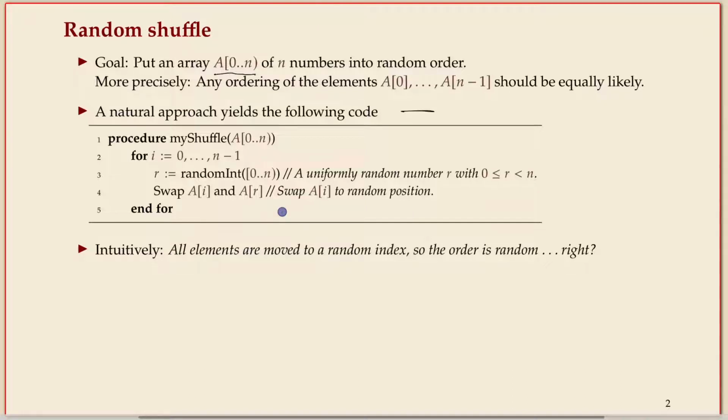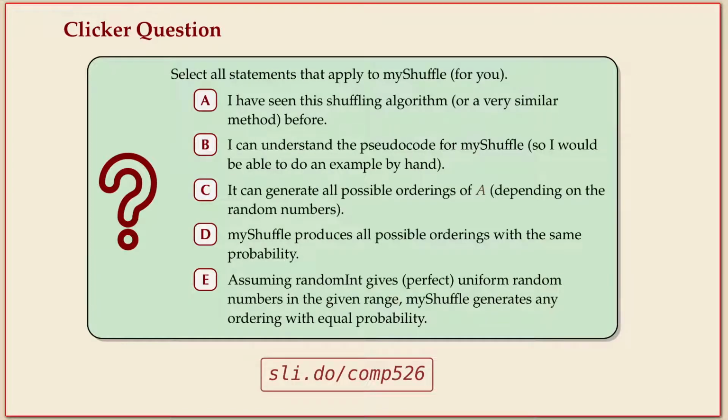Now, what does it actually do? Well, it looks at each position in the array. That's basically the i. And then it finds a random position for that element to go to, and it swaps it there. Sounds good? That should put it in some random order. Now, okay, let's just do this. See what you could come up with.